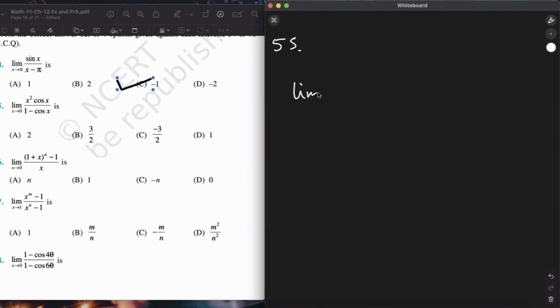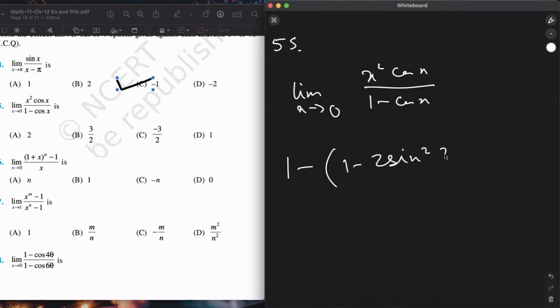It is given the limit as x tends to 0 of x square cos x, all divided by 1 minus cos x. Now, what can I do with this? 1 minus cos x is there. I can write that as 2 sine square x by 2. How can I write this? 1 minus (1 minus 2 sine square x by 2).